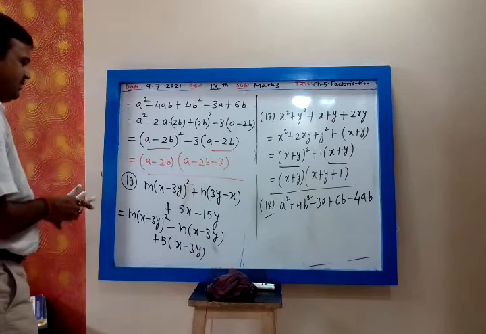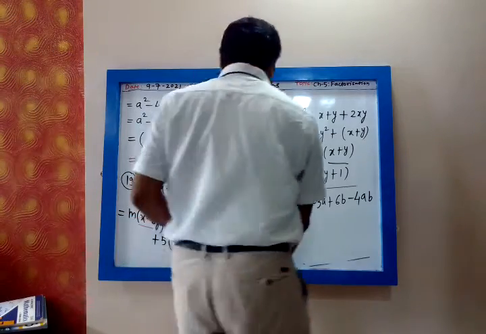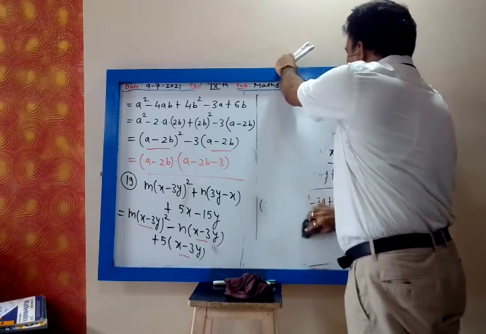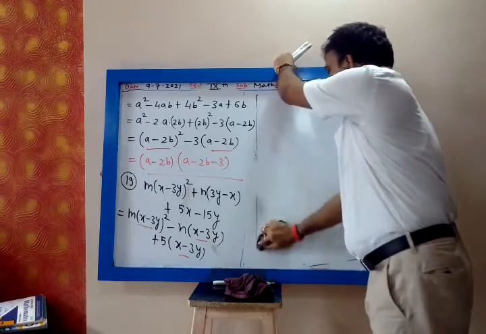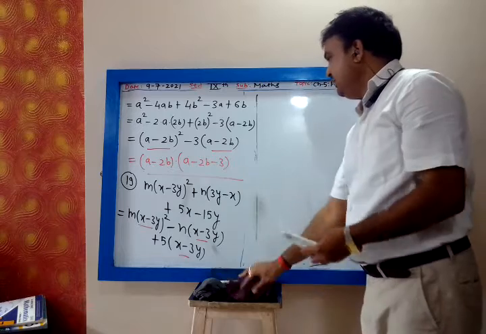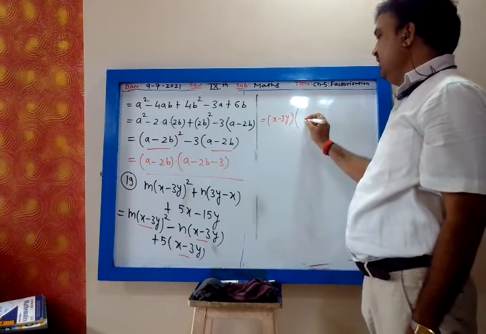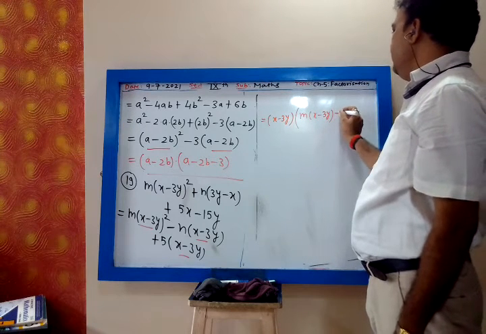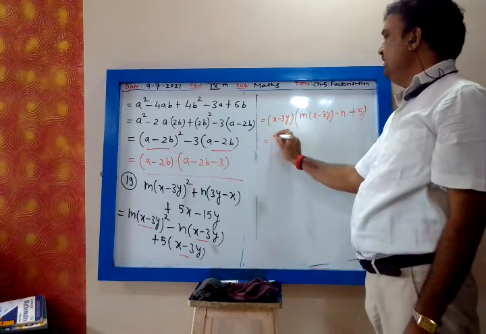So x minus 3y is common in all these. You can take x minus 3y common. So what is left? I will take x minus 3y common. So left is m into x minus 3y, then minus n, then plus 5. Minus n plus 5. So that is x minus 3y.